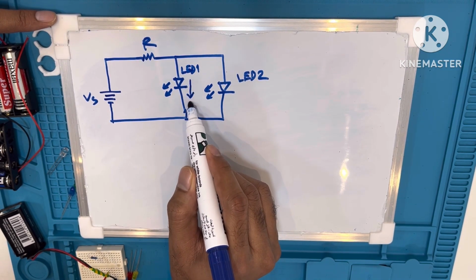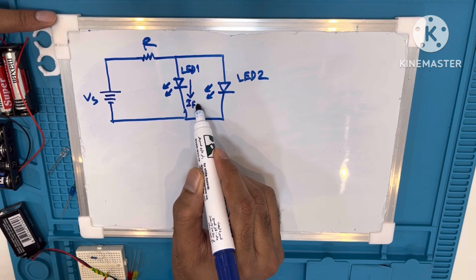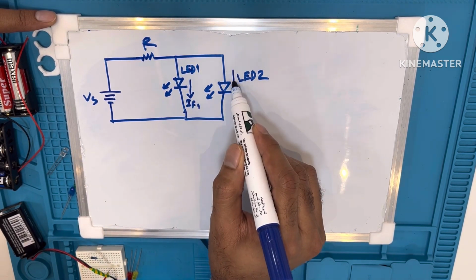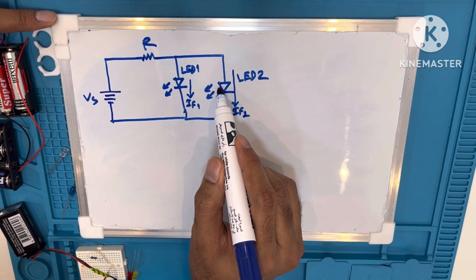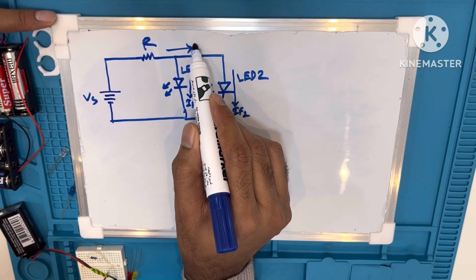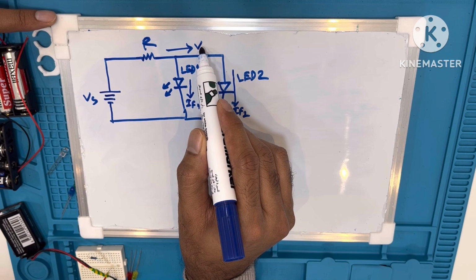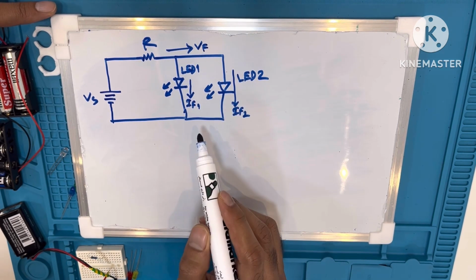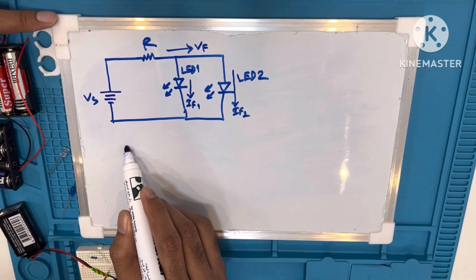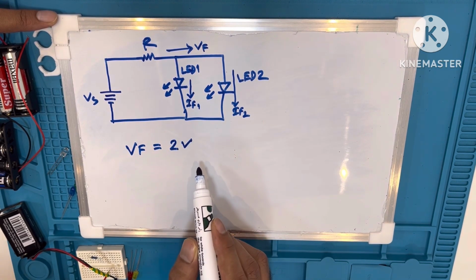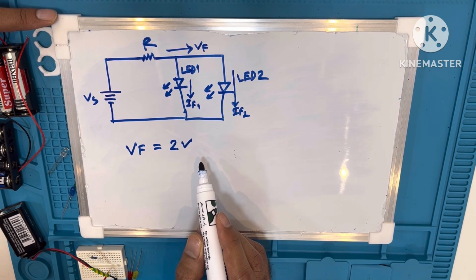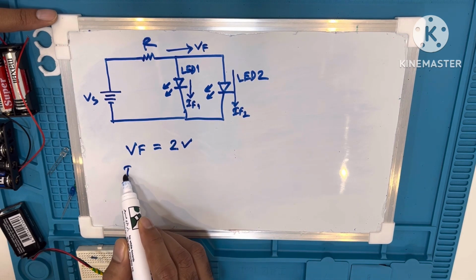For parallel connection, current will be divided. For the first LED, the forward current will be I forward 1, and for the second LED, the forward current will be I forward 2. And the voltage will remain the same for the parallel connection. Forward voltage is 2 volts as usual for an LED. And now we will calculate the forward current.